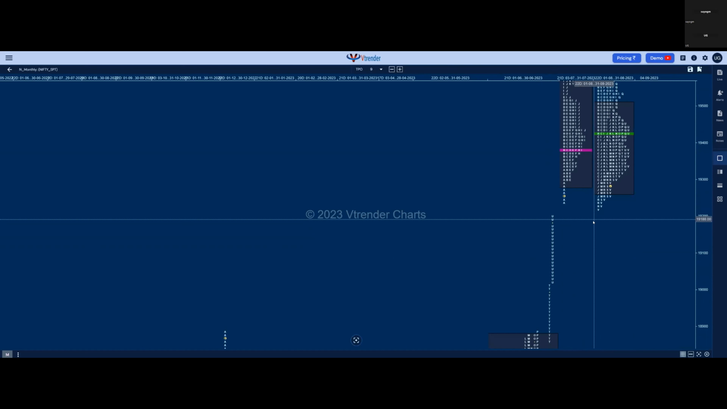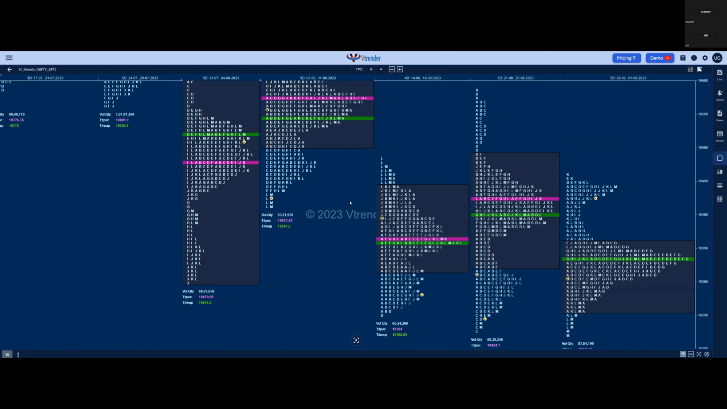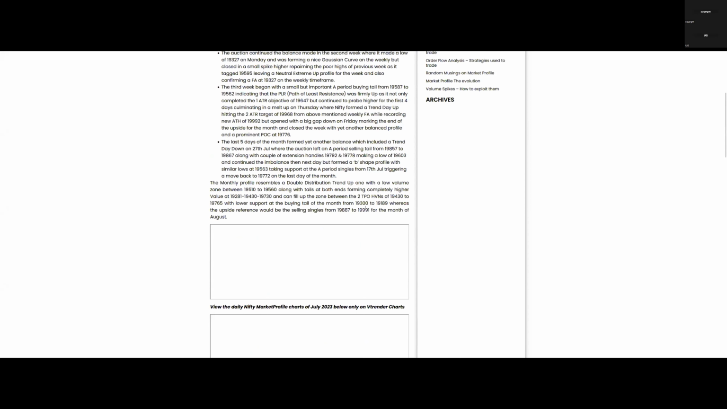But if this zone gives way, I think I've mentioned that in the July report also, 19189, I think, 19300 to 19189 is the buying single. So this is the zone. If we close below 19189 on a daily basis on any day this coming month, we can expect a fall of almost 200-300 points, because the next zone is that extension handle which we have at that 18880 level. So this is how we mark, and this is the responsive selling tail I was talking about, 19887 to 19991 on the upside, which will be a reference.